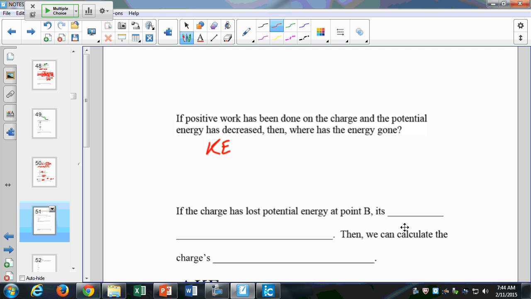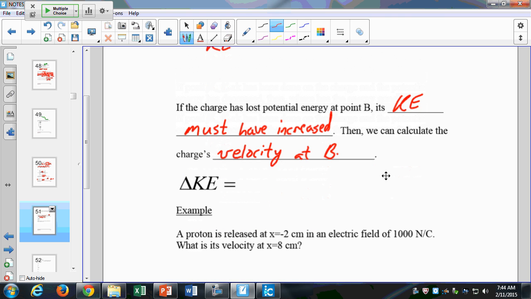So if the charge has lost potential energy at point B, its kinetic energy must have increased. If it has, it's sped up. Then we can calculate the charge's velocity at point B. And that's just that the change in kinetic energy is the negative of the change in potential energy, which is 1/2 mv squared. This is really a useful tool that if you have a particle of a known charge, you can put it into an electric field and over a certain distance give it a very defined velocity.